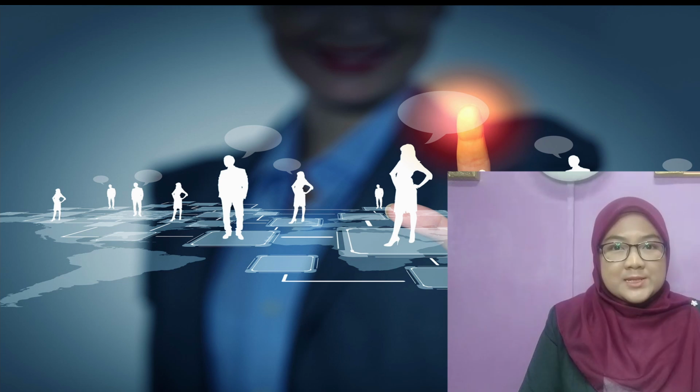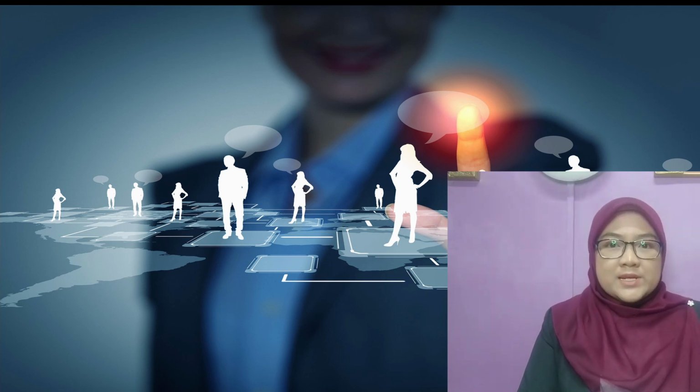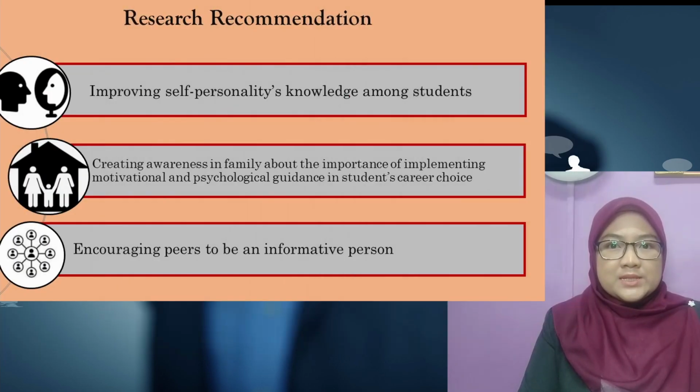Next part is research recommendation. Our first recommendation based on the finding is to improve self-personality knowledge among students. Knowledge about individual personality can help students to plan their career because they are able to identify their own skills and ability. By creating a career planning program, the undergraduate students will be able to gain knowledge on how they can plan their future career after they graduate.